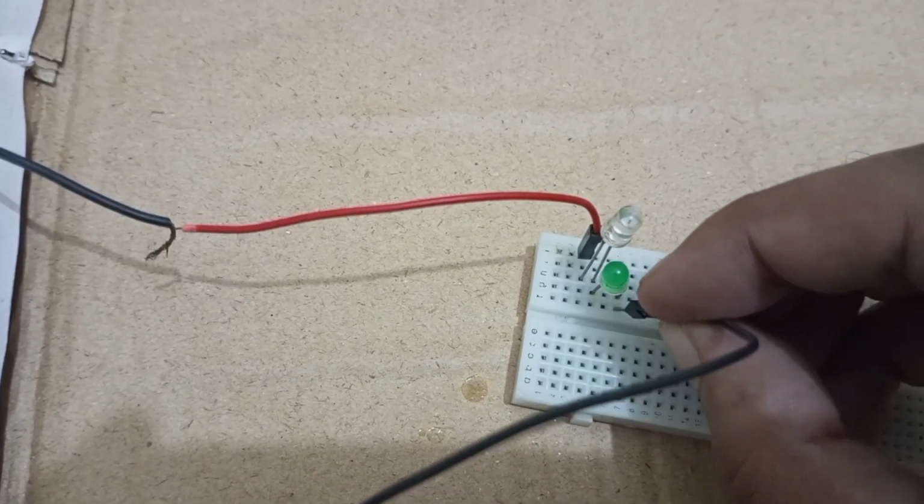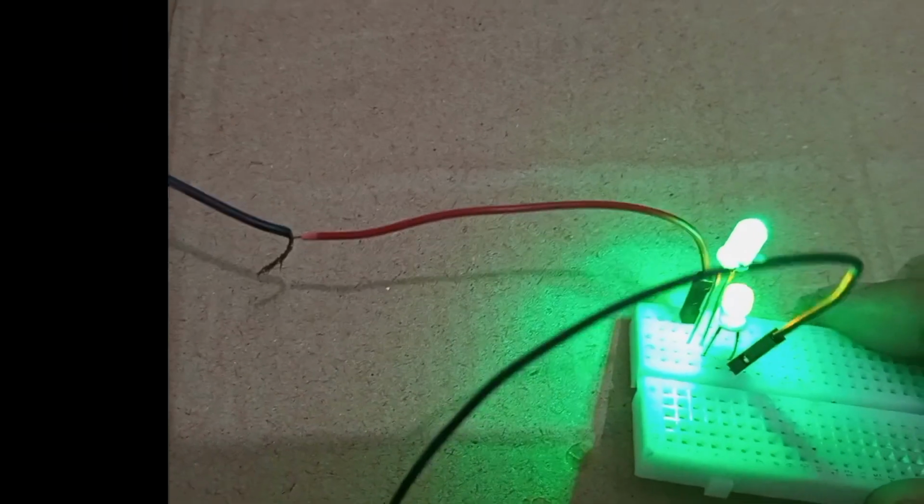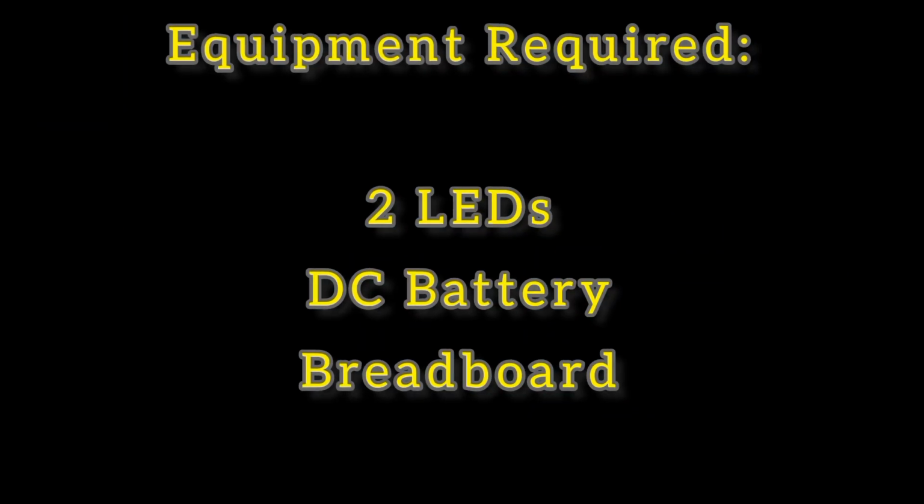In this video, we will learn how to make this simple circuit. So let's begin. We will require the following components: two LEDs, a 3V battery, and a breadboard.